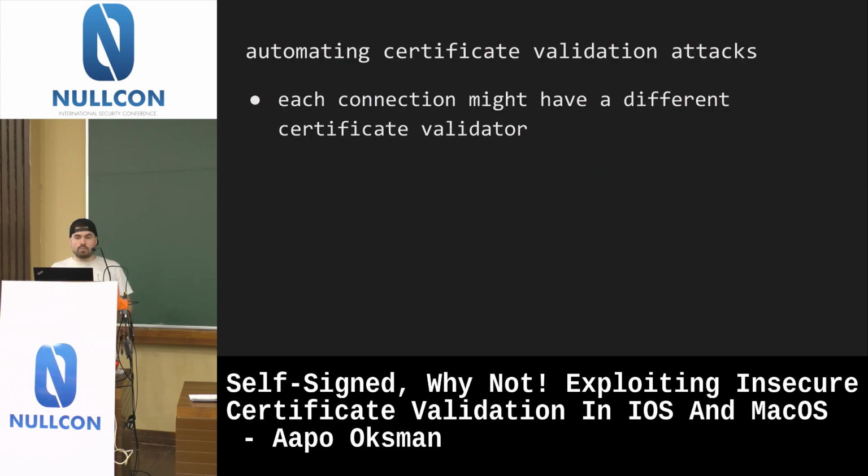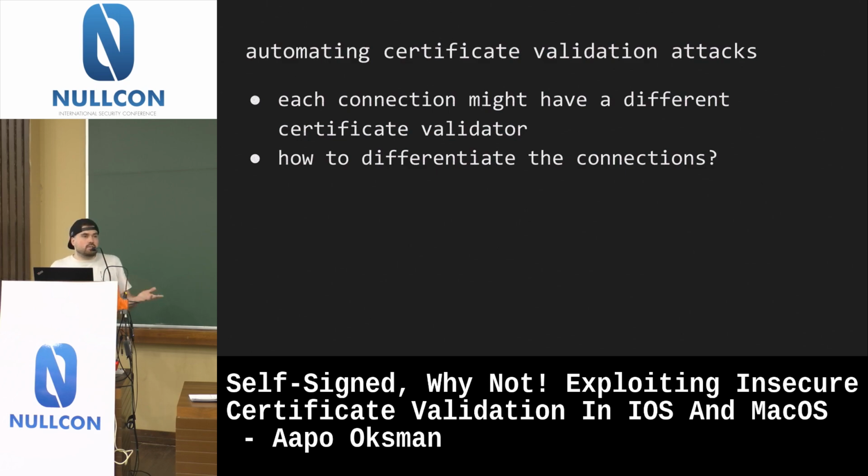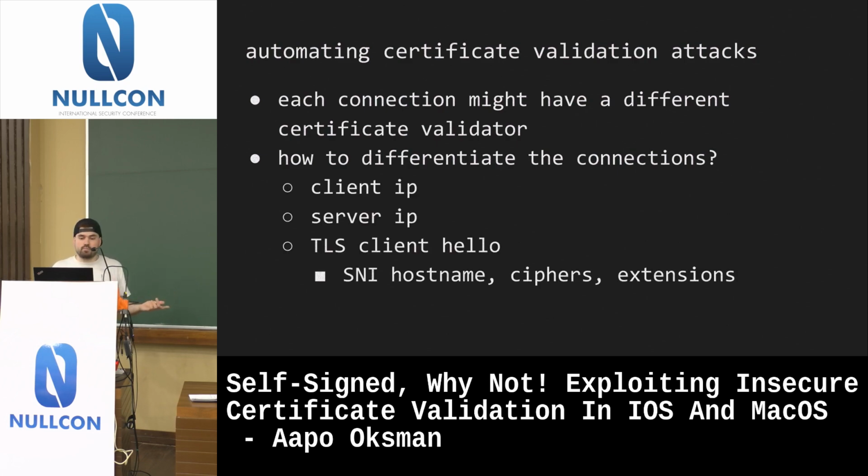So if we want to automate certificate validation attacks, we have to figure out that each connection might have a different certificate validator. So we need to figure out how to differentiate the connections. They might be connecting to the same server. So how can we actually know when it's a different connection than previously?